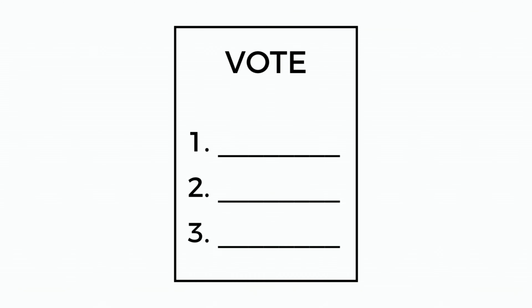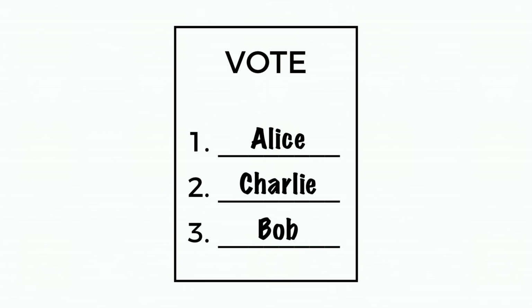In a ranked preference voting algorithm, every voter is going to be presented with the opportunity to rank their preferences in order of which candidates are their favorite to their least favorite. So a voter might indicate, for example, that Alice is their favorite candidate, then comes Charlie, and last comes Bob. And you're going to use all of these ballots together to determine the winner of the election.